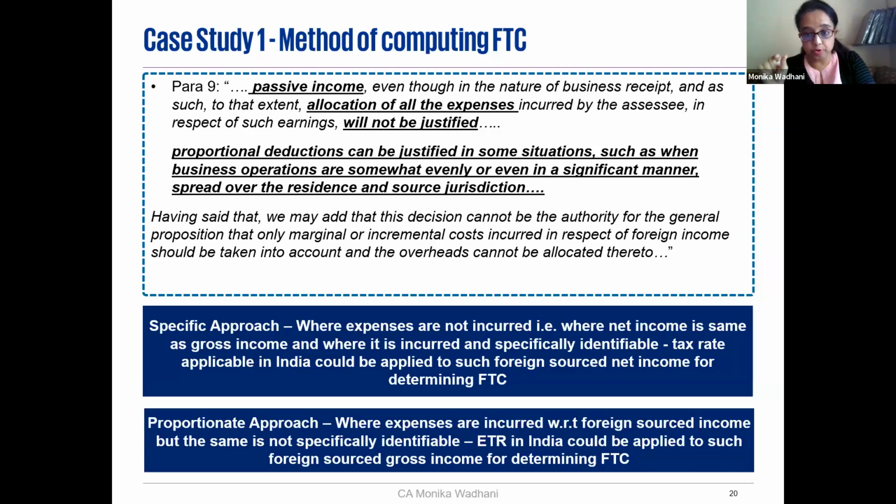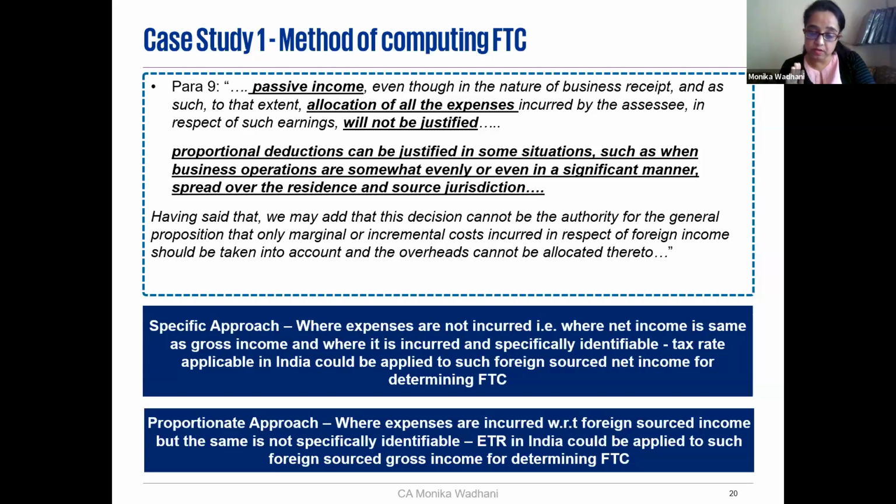And when you take the proportionate approach, you have to apportion 700 rupees of expenses towards the gross receipts from the respective country, that is Afghanistan in this case. And then on the net income from Afghanistan that would have been, on that you have to apply the effective tax rate of India, which is 6.6%.